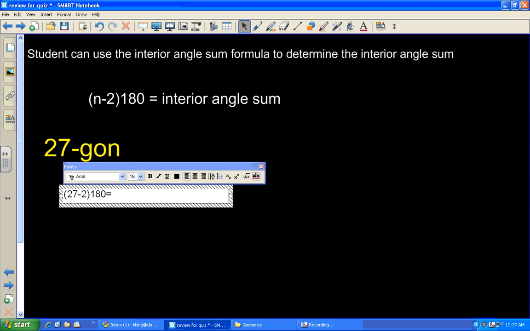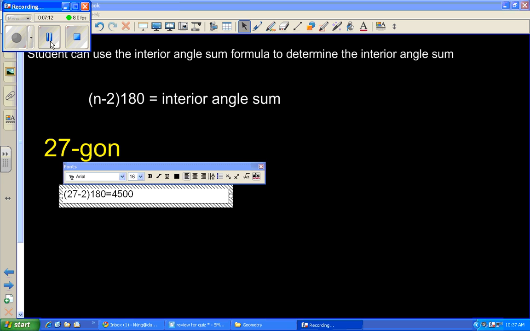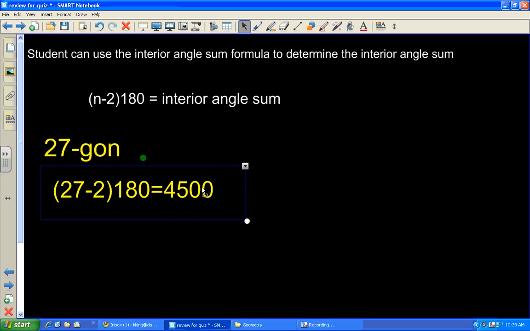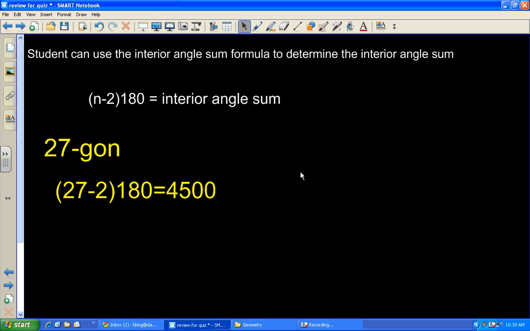You will get calculators tomorrow, so don't stress about that. You don't have to do this on paper, even though I think you could. It's not that hard to do on paper. You're going to get 4,500 total as your interior angle sum. So there's your lovely answer. That's all this learning target is. It's not difficult. The key is make sure you know that formula. You got to know your formula.